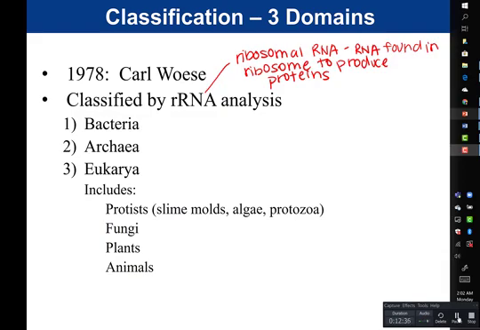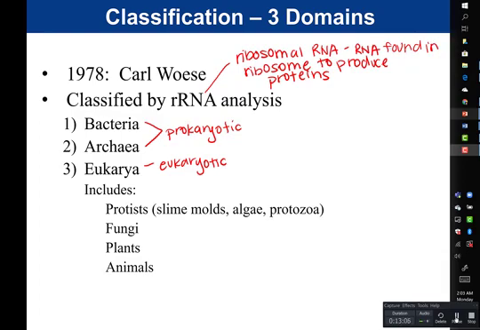Now, in our current system, we have a 3-domain system: bacteria, archaea, and eukarya. Bacteria and archaea, remember, are both prokaryotic, meaning that they lack that membrane-bound nucleus. Organisms in the domain eukarya are eukaryotic, meaning they're made of eukaryotic cells.